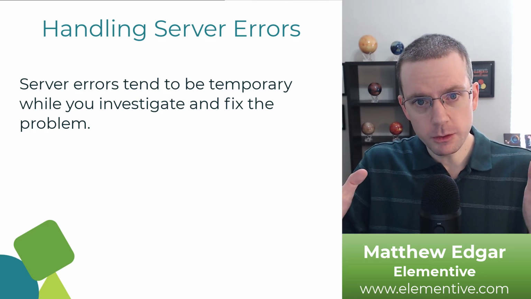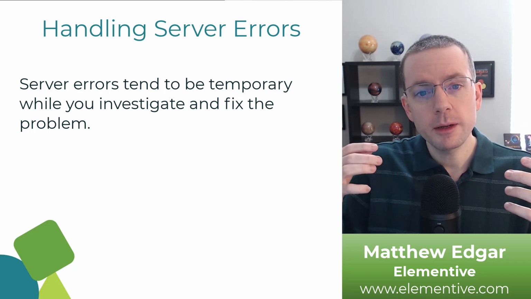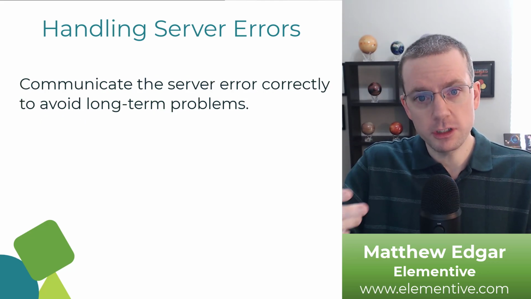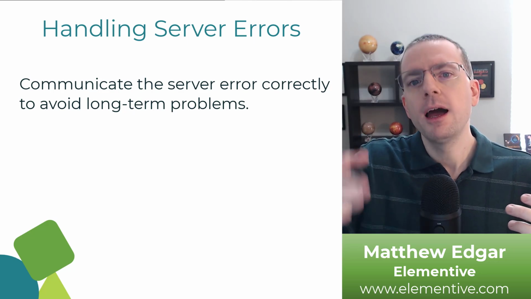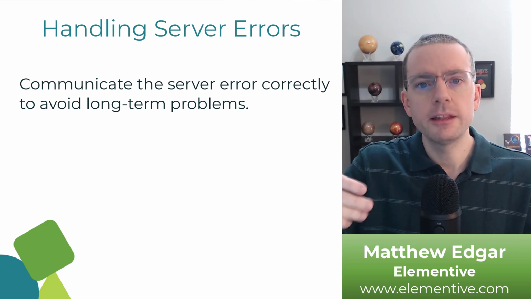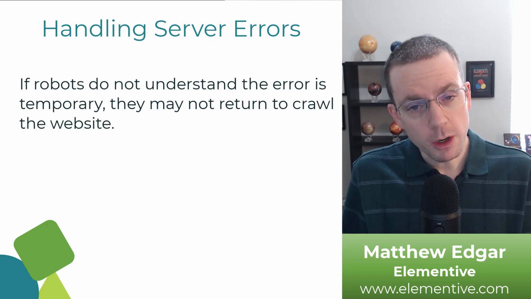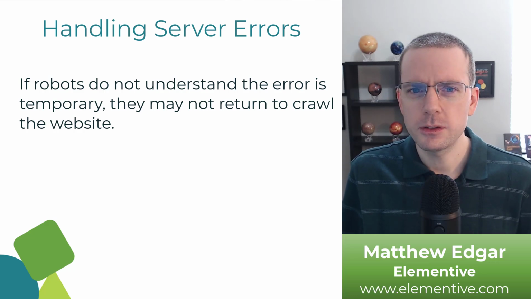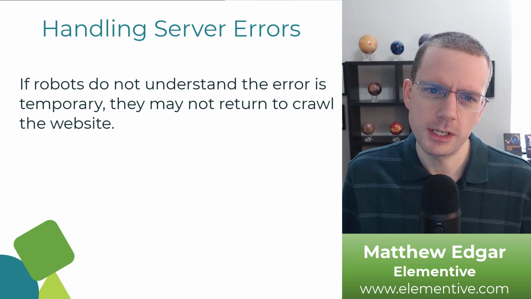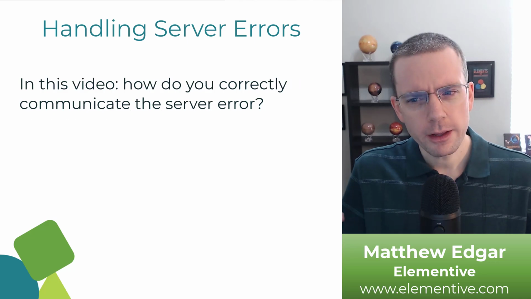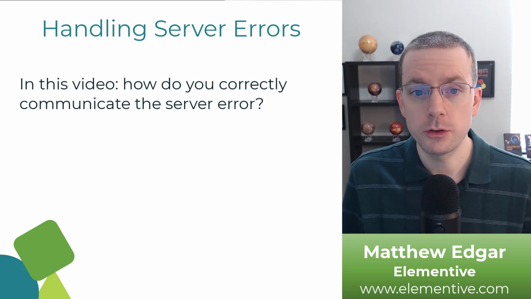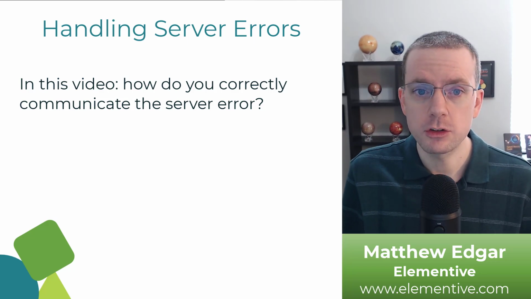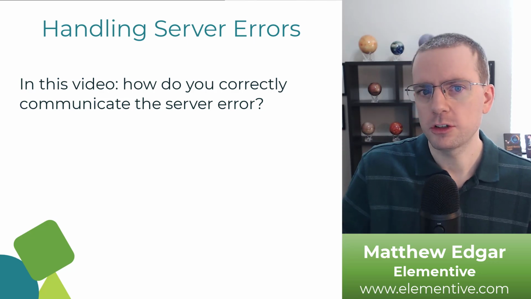And during that period where your website is temporarily offline, we want to make sure we communicate that correctly to robots. That way, robots from search engines that are coming to your website and crawling understand that this is just a temporary state and that they should come back later. But if you don't communicate this correctly to search engine robots, then you can end up causing some real severe long-term impacts to your website's SEO performance. So let's talk through how you can properly handle server errors on your website and how we can communicate this server error correctly to search engine robots to prevent those long-term problems.